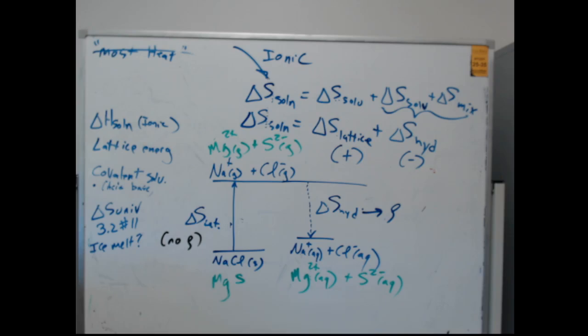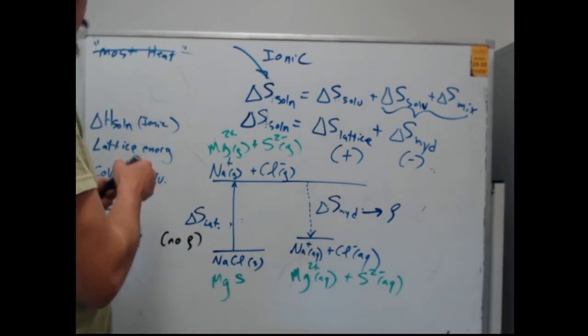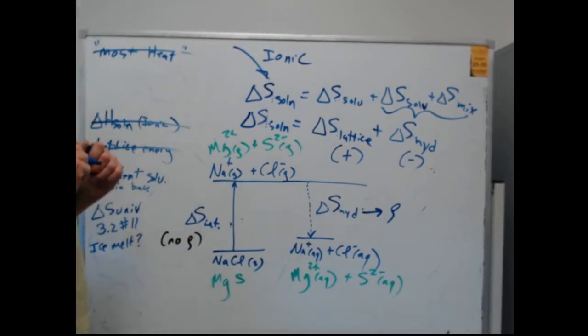Other questions about this? Did someone have a specific question about doing the delta G, delta H, delta S for an ionic compound, or am I confusing that with the delta S universe thing? I think you're confusing that. Okay, cool. Other questions about this idea of delta H of solution for ionic compounds and lattice energy?